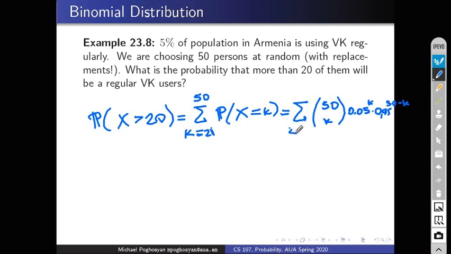And k is running from 21 to 50. You can calculate this sum by using R and see if this probability is large or not. In fact, this probability will be small, because there is a small chance of having almost half of the persons using VK regularly.